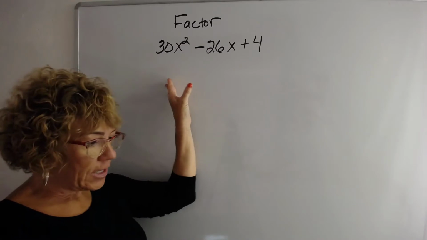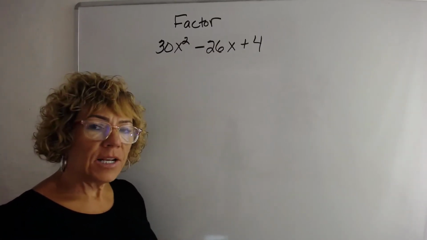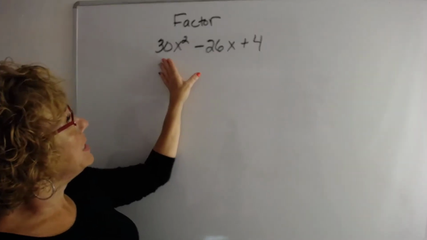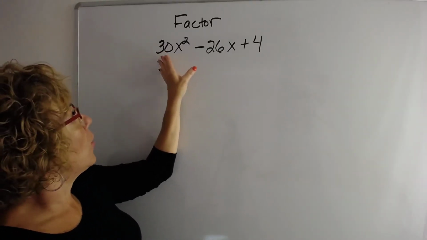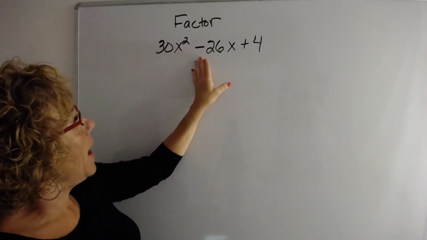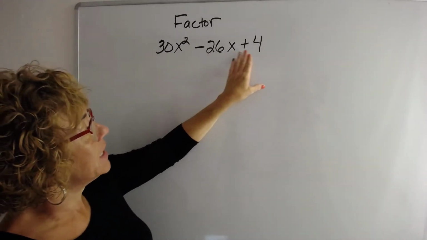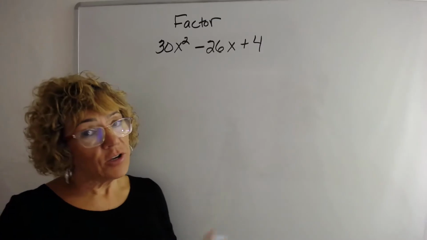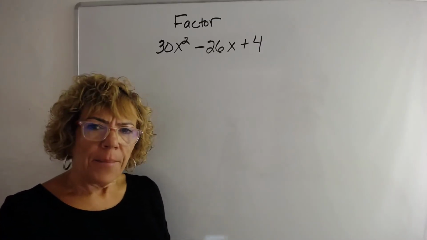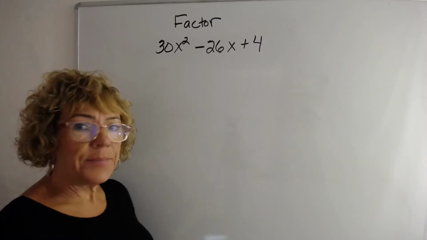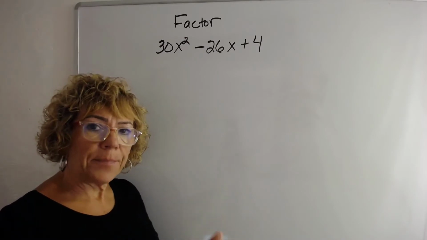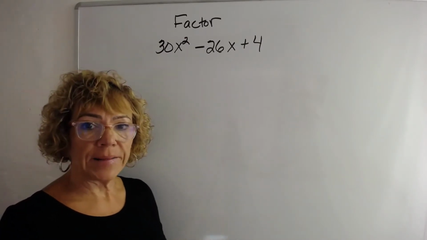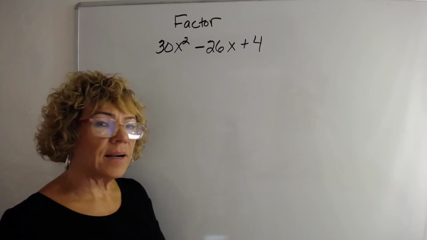Today we're factoring trinomials where the lead coefficient is going to be greater than 1. So you can see in our trinomial, 30x squared minus 26x plus 4, the lead coefficient is 30. Now we could do this by trial and error, but I like to use the AC method because it gives us step-by-step instructions so that we can factor this correctly. Okay, so let's get started.